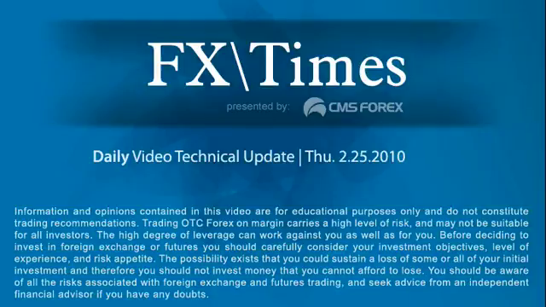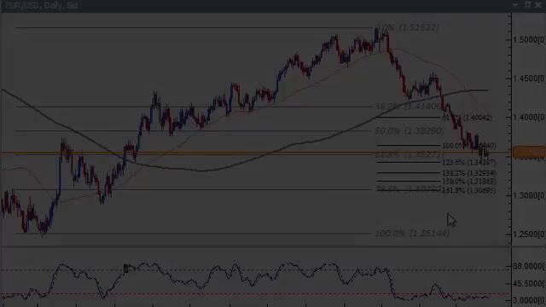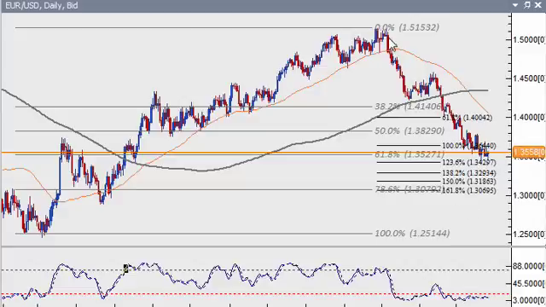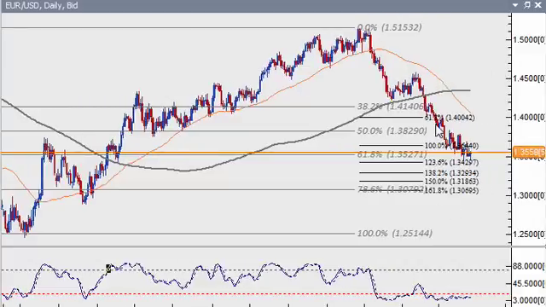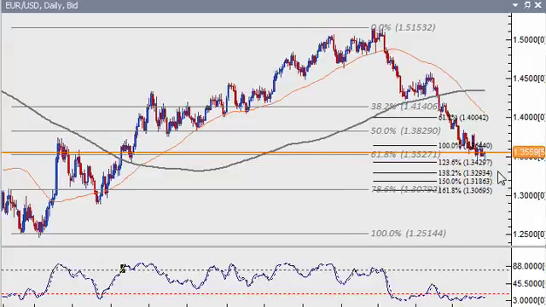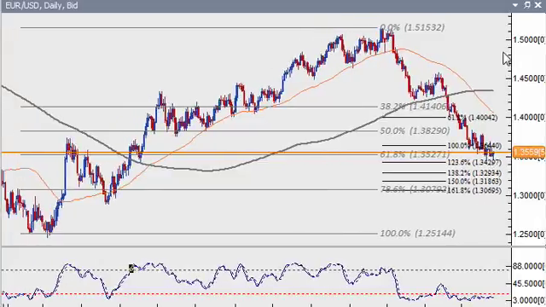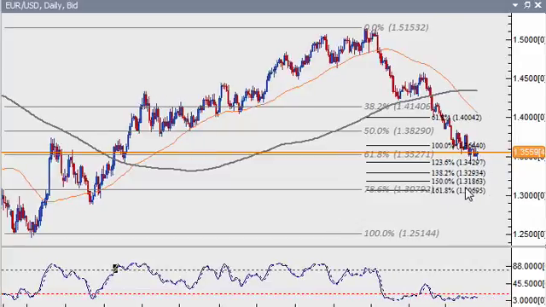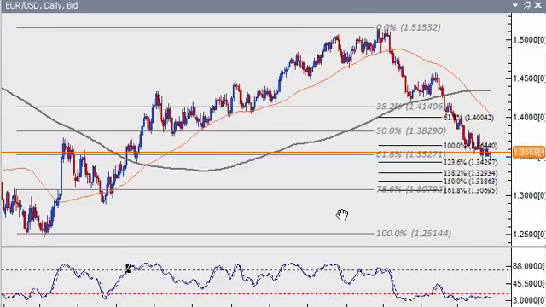This video is being produced at about 4 p.m. Eastern Time near the end of the US trading session. Here's a look at the euro-dollar pair in the daily time frame. We see that the market has decelerated its decline here at the 61.8% retracement and 100% projection of the swing. So both the bullish scenario from here and further bearish continuation are viable outlooks.